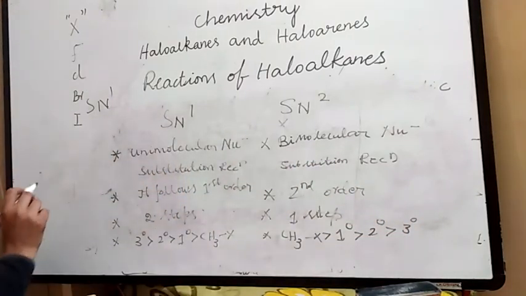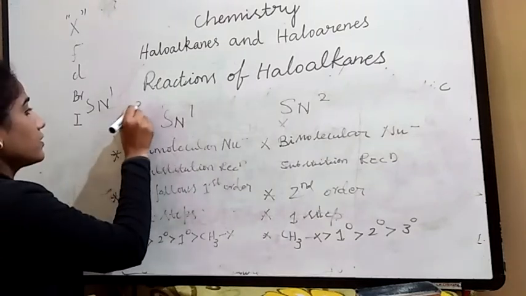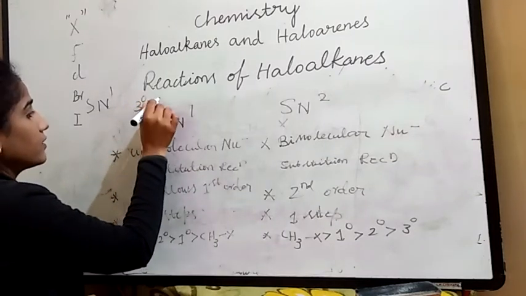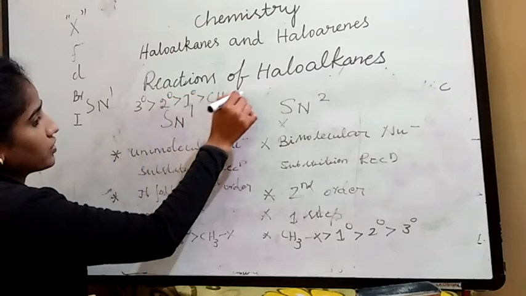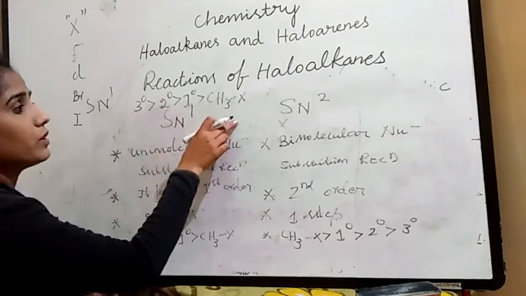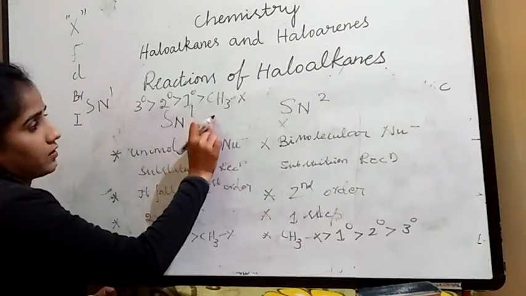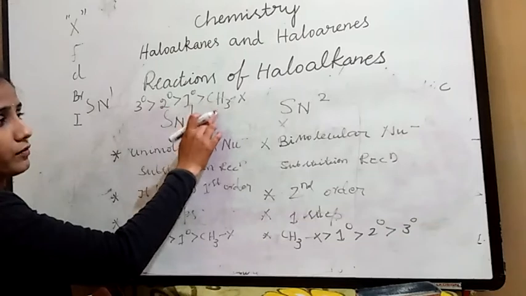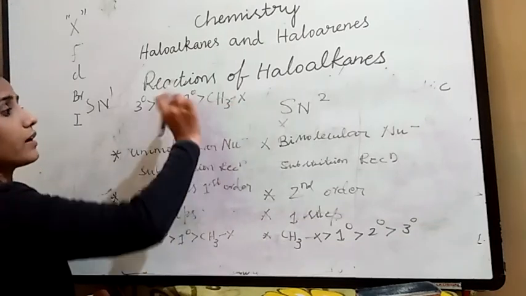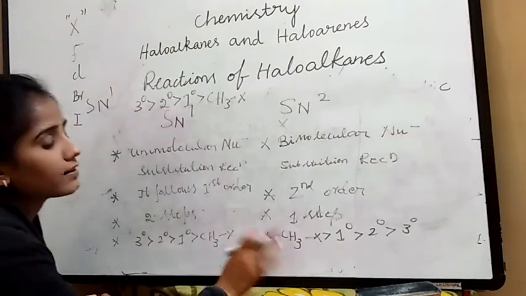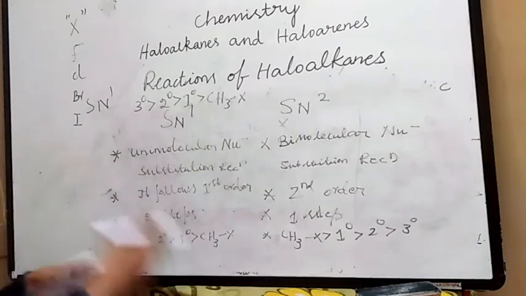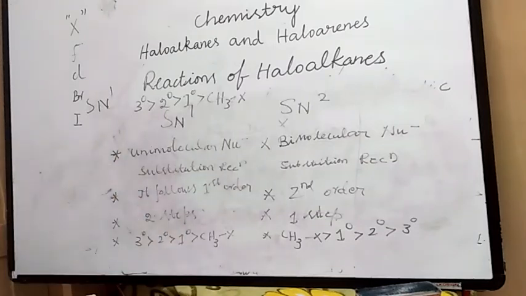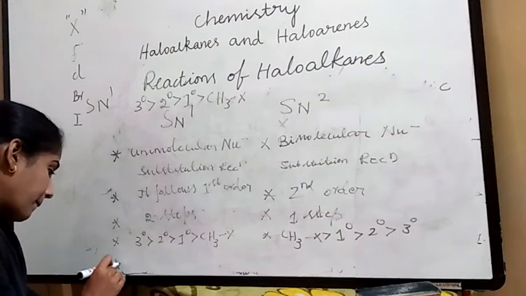See, again I am writing like this. In SN1, tertiary is greater than secondary, secondary is greater than primary, primary is greater than CH3X. Okay, for SN2 it is reversed. In the previous one I said primary, but you should write CH3X is greater than primary, primary is greater than secondary, secondary is greater than tertiary. You should write like this. Okay, sorry. So you can write four differences.